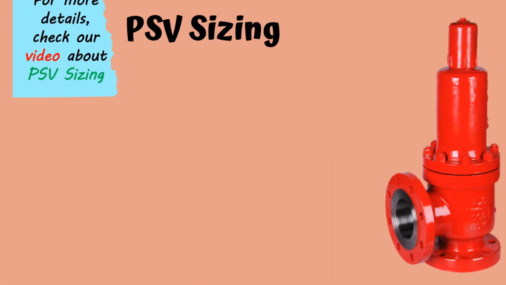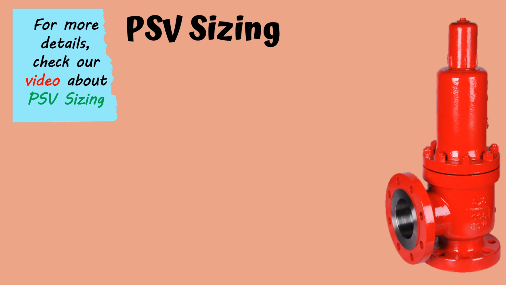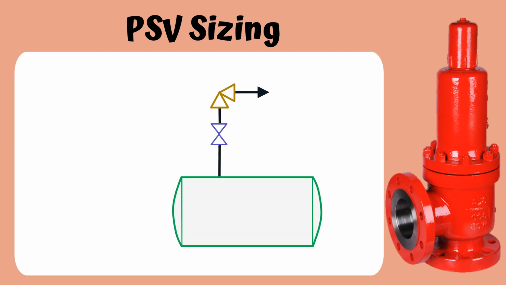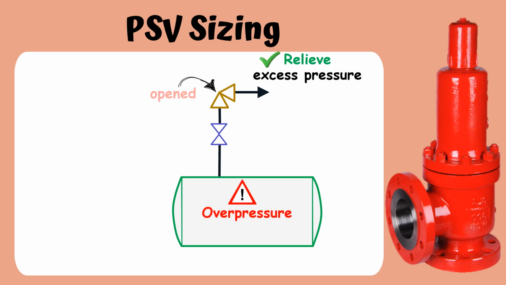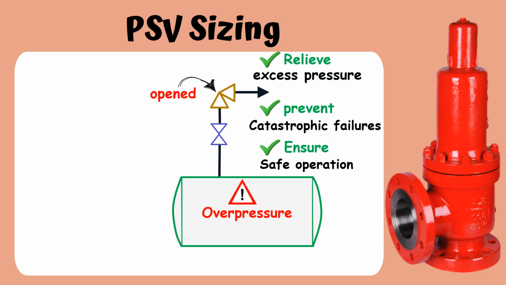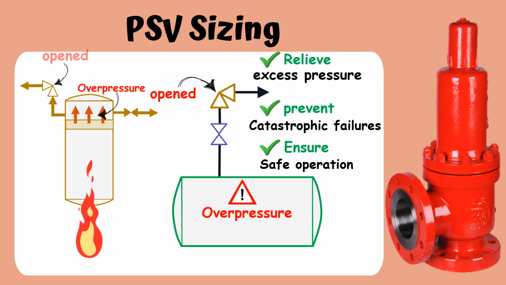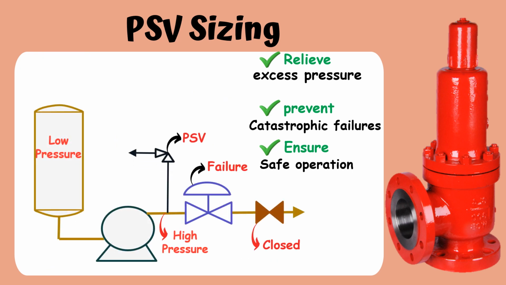The fourth activity is PSV sizing, which is a critical aspect of process safety in chemical engineering projects. PSVs are designed to relieve excess pressure in process equipment and piping, preventing catastrophic failures and ensuring the safe operation of the plant. Proper PSV sizing is essential to ensure that the valve can adequately relieve the required flow rate under various overpressure scenarios, such as equipment overfill, fire exposure, blocked outlet conditions and other similar things.